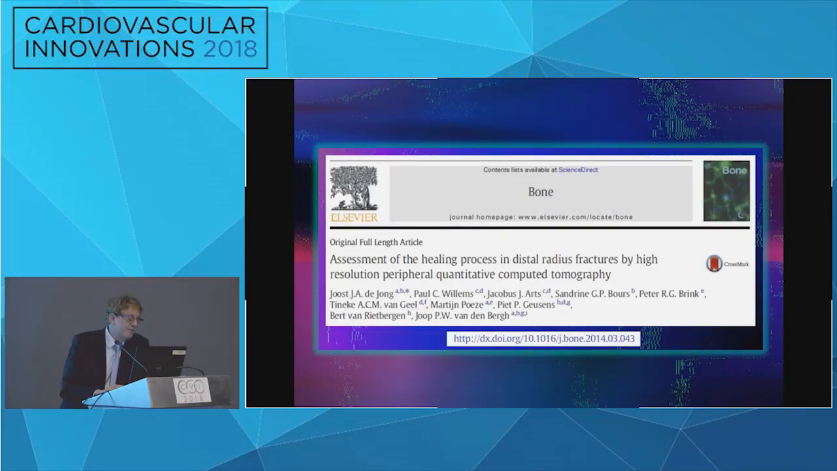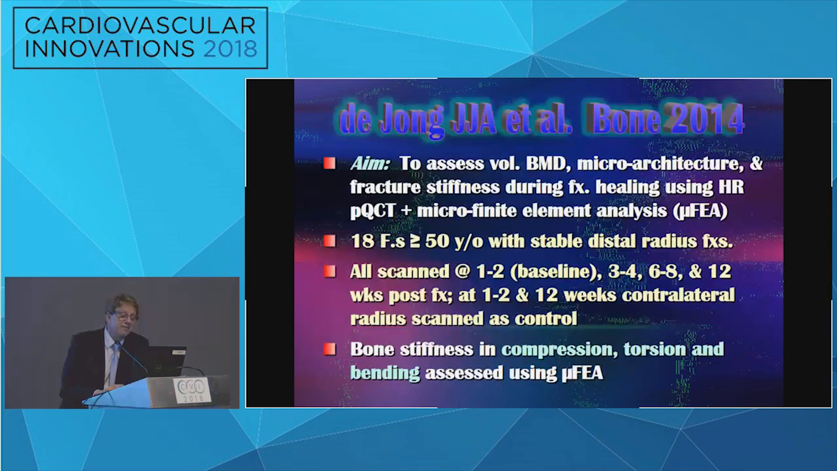One of the ones that everybody looks at is de Jong et al. Several studies came out by this group, and they're looking at bone mineral density in distal radius fractures, which is cancellous bone. And as you can see here, they had 18 patients in this particular case with stable distal radius fractures. They were all scanned at 1 and 2 weeks, 3 and 4, 6 and 8, and 12 weeks post-fracture. And there was a control on the opposite side.